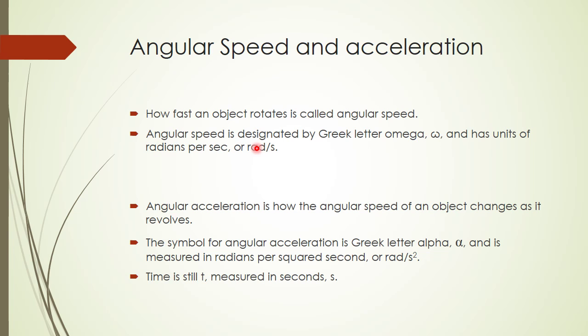The symbol for angular acceleration is the Greek letter alpha, like a curvy looking lowercase a, and is measured in radians per second squared, or like this, rad per s squared. The time is still t, measured in seconds like it always has been.